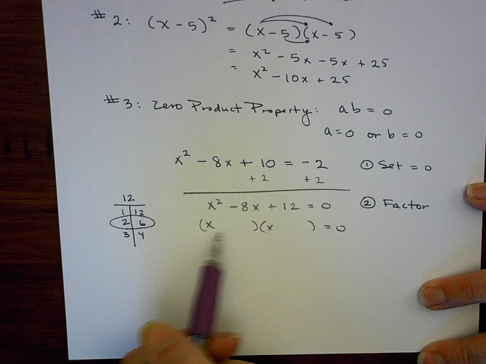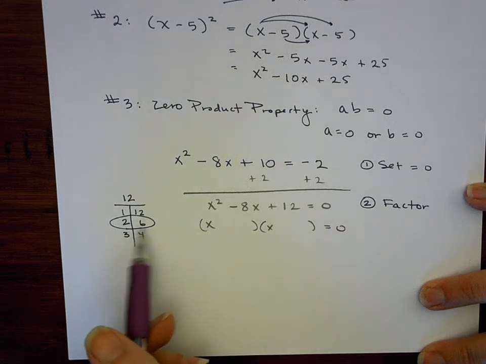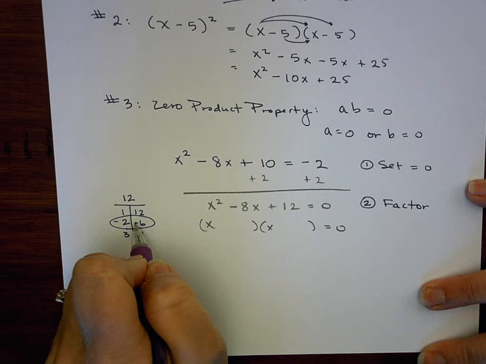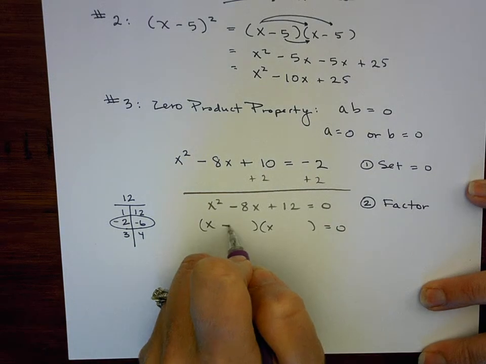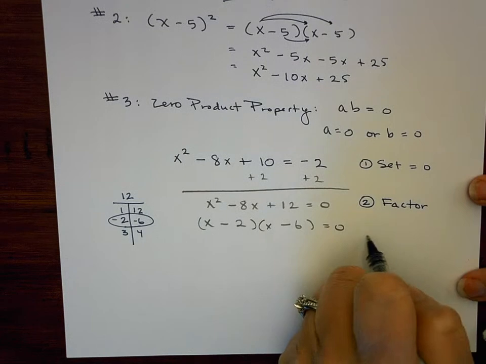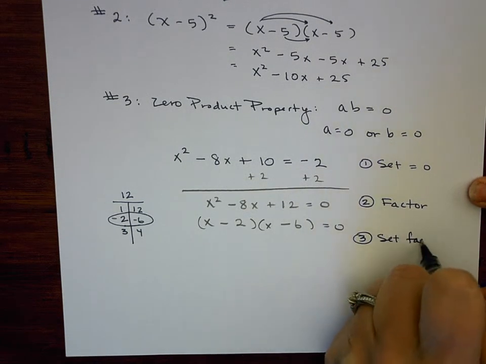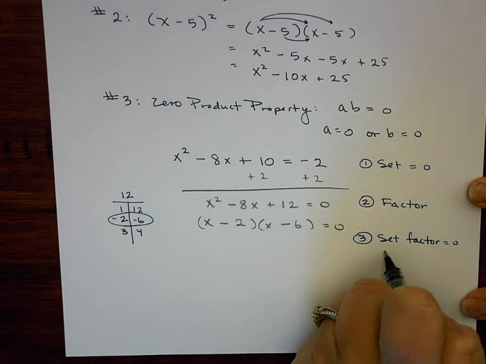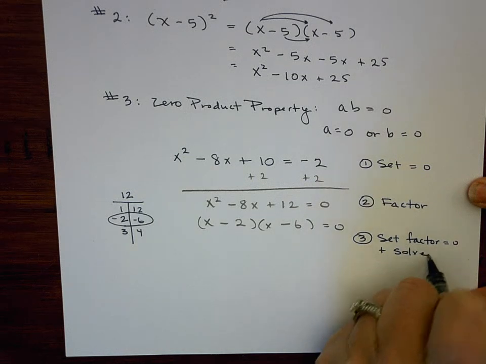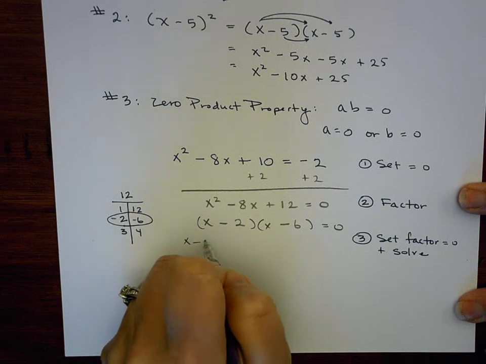So x squared is x and x, and then for -8x, I want both of these to be negative, which still gives me a positive 12, so that would be -2 and -6. And then once I factor it, I set each factor equal to 0, and then solve. And a lot of us can do this in our head, but I'm going to still show this step.